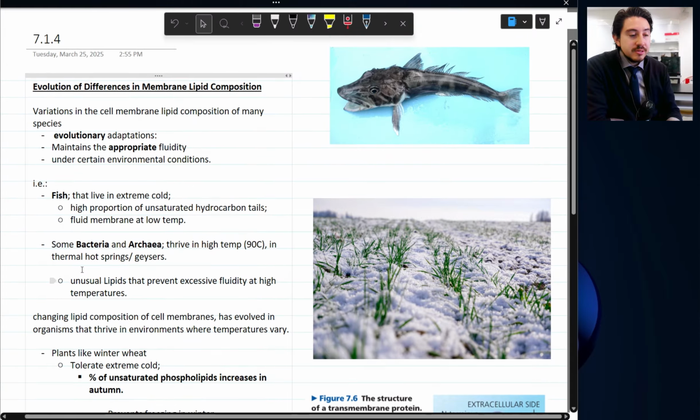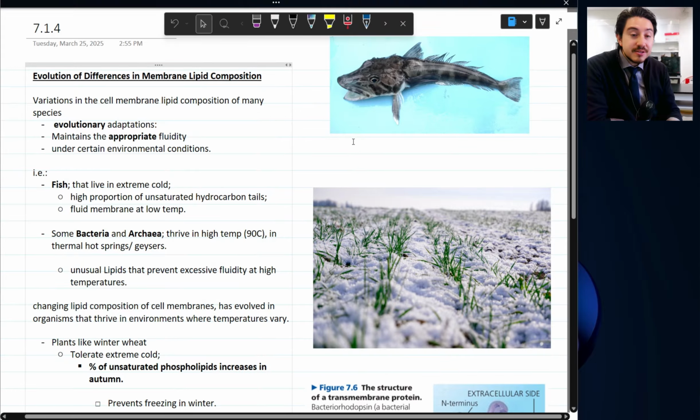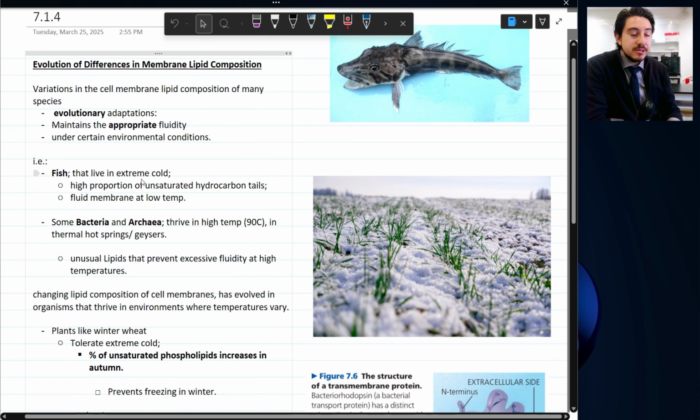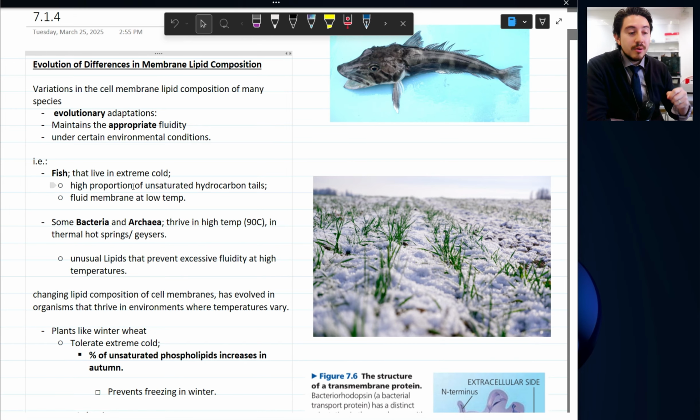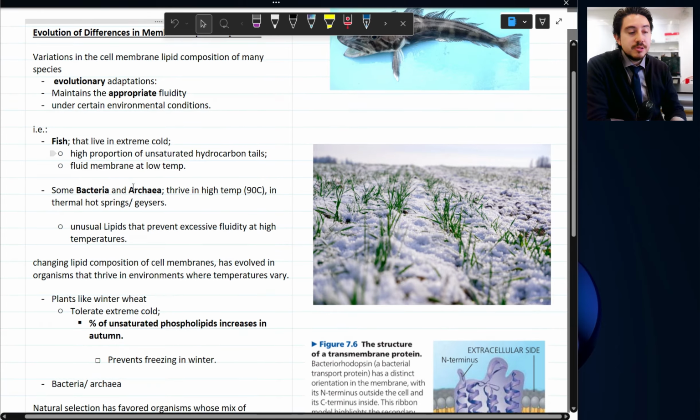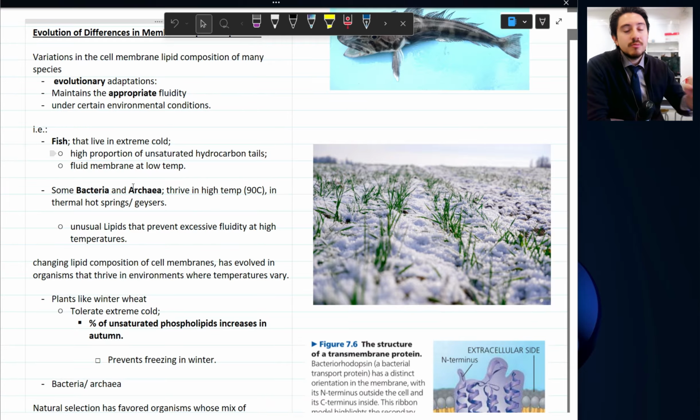Okay, some examples: you have the Antarctic ice fish. They live in extremely cold environments. The way that they are able to do that is because they have a high proportion of unsaturated hydrocarbon tails. Remember, the more unsaturated hydrocarbon tails you have, plus cholesterol, this will enable the membrane to be fluid at a very low temperature. So it could still be fluid. That will prevent packing of the phospholipid bilayer.